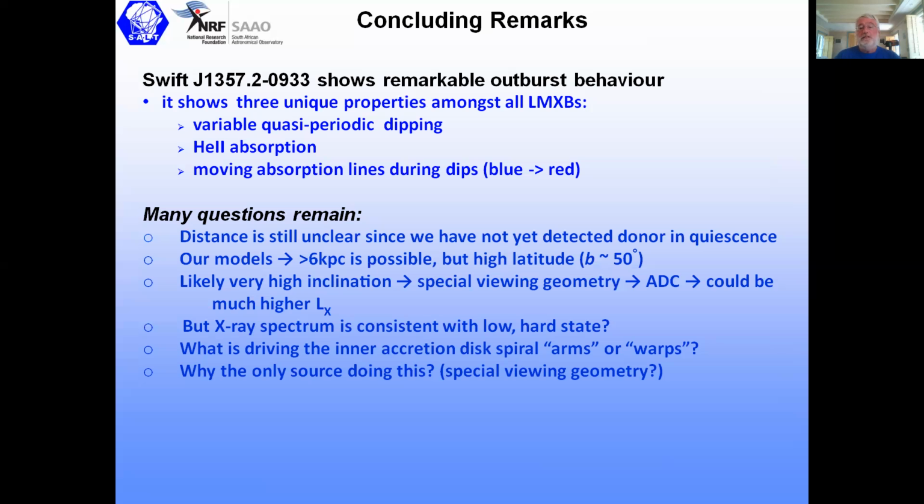But the X-ray system is consistent, although a question remains, is the X-ray spectrum consistent with the low hard state? What's driving the inner disk vertical extents and the spiral arms or warps that progress out? And why is this the only source that we've come across doing this sort of thing?